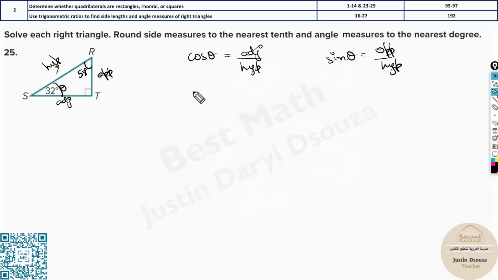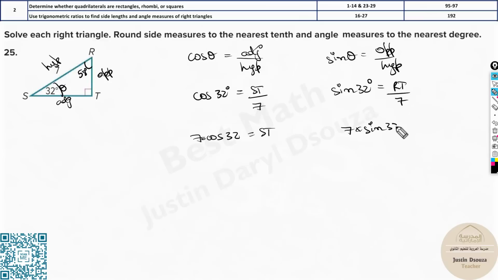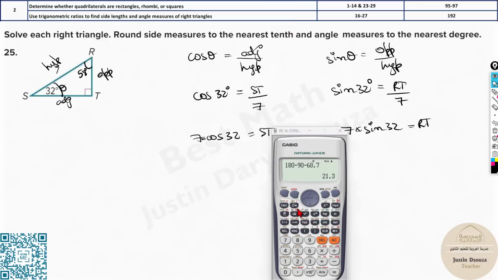Now here cosine theta is 32 degrees and adjacent is unknown, that is ST, which is what we are solving, and hypotenuse is 7. Now here sine theta is 32 degrees, but the opposite side over here is unknown, that is RT, but we know hypotenuse is 7. So you just take 7 to the other side: 7 times cosine 32 degrees. You don't need to write 32 degrees here when you're substituting to solve it. That is equal to ST. And 7 times sine 32 over here would give you RT. So now just use the calculator to solve these.